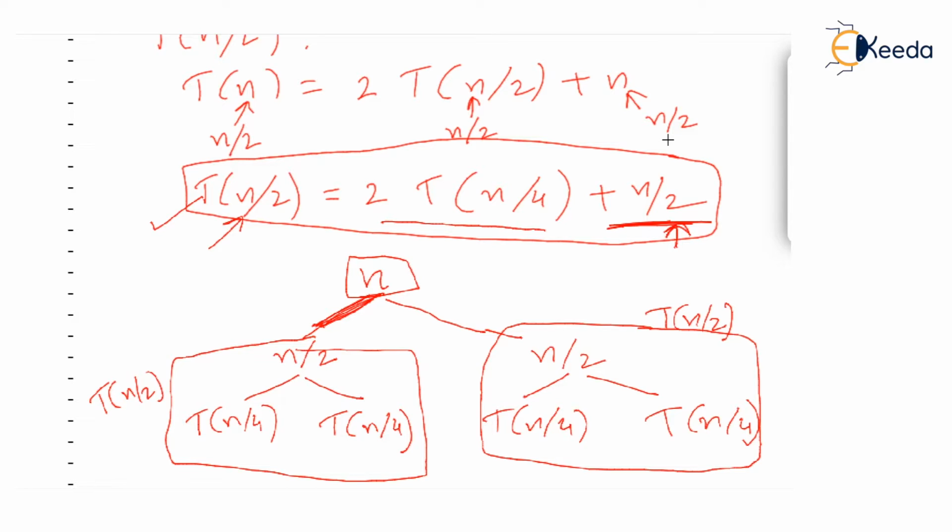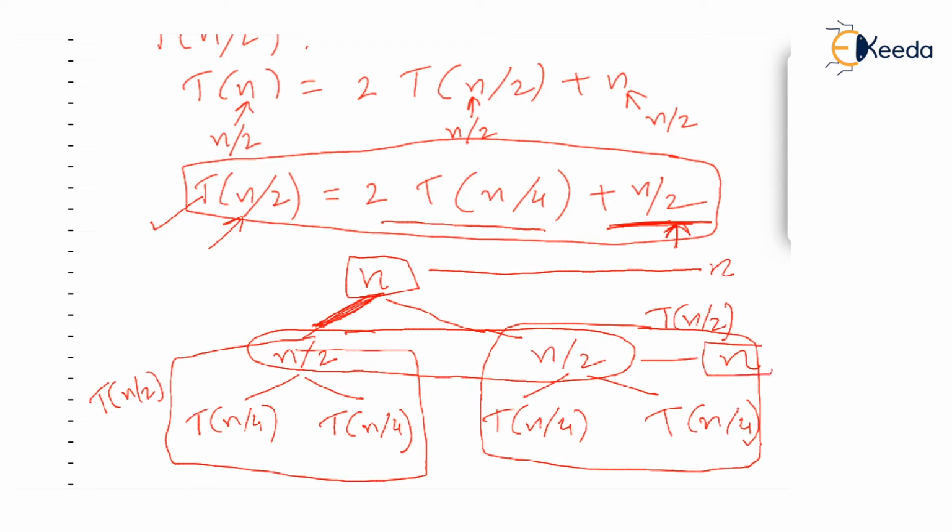And we extended the tree. Now what is the cost of the root? Cost of the root is n. And what is the cost of the next level, which I am marking here? Check this level. This is n by 2 plus n by 2, which is also n.